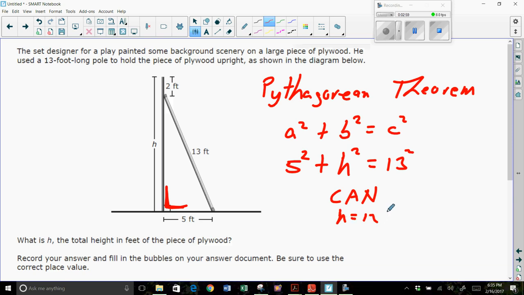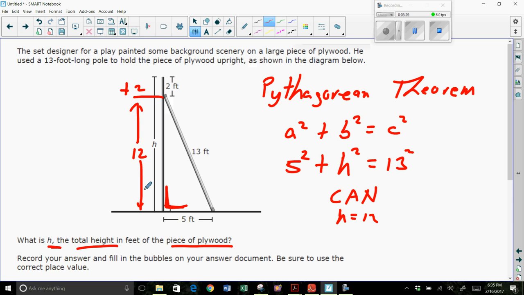Now, this is where I have to be careful. The missing piece of my triangle is going to be 12. So I found this 12 right here. That's the missing piece that we found. But what they want is h, the total height of the piece of plywood. The piece of plywood goes from the floor all the way up to this point. So I have these extra 2 feet over there up on top.